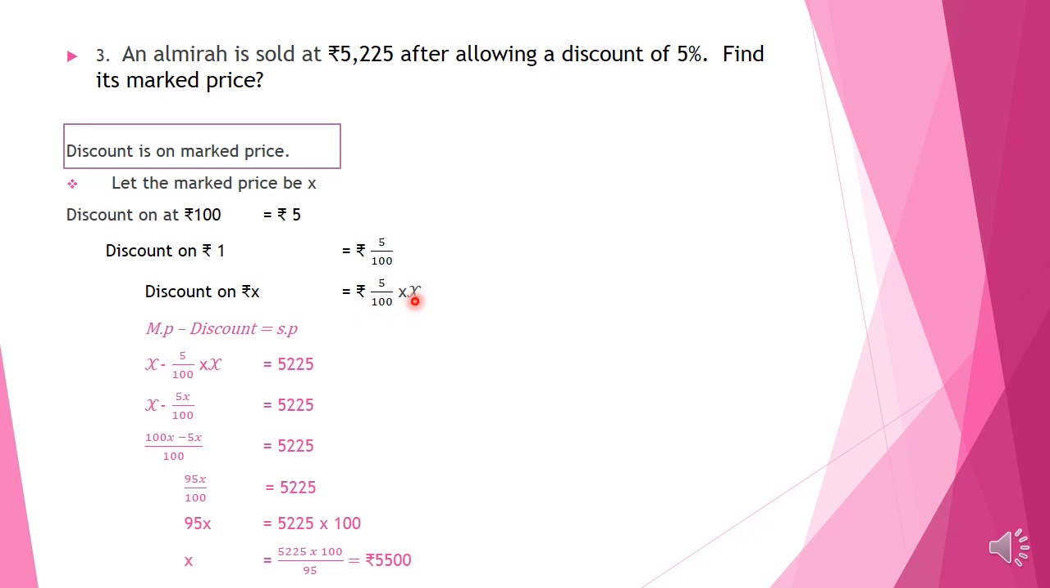Therefore, we can write marked price minus discount is equal to SP. Okay children, this answer we can start without writing this unitary method, directly from this part. Marked price minus discount is equal to SP. And you know marked price we are assuming as X. And discount is given as 5% of marked price. So 5 by 100 into X, marked price minus this, is equal to SP.